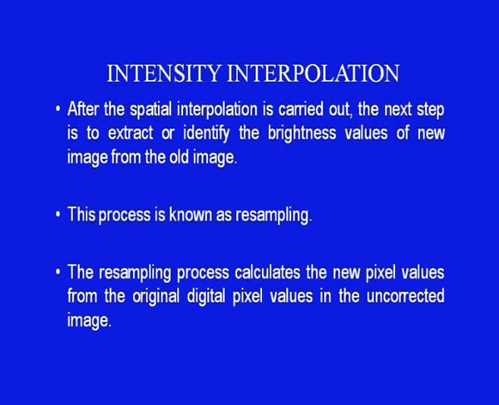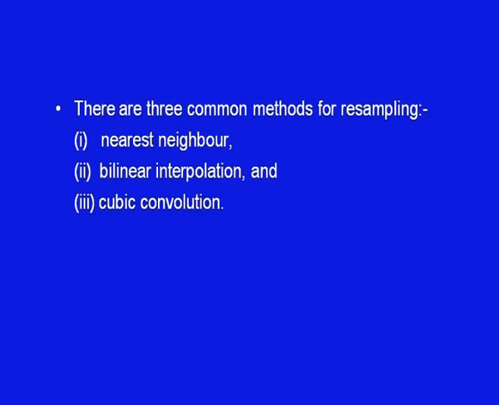After the spatial interpolation is carried out, the next step is to extract or identify the brightness value of the new image from the old image. This process is known as resampling. The resampling process calculates the new pixel values from the original digital pixel values in the uncorrected image. There are 3 common methods for resampling: nearest neighborhood, bilinear interpolation and cubic convolution.